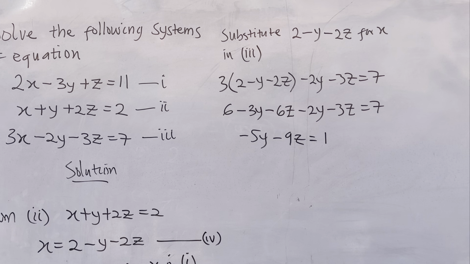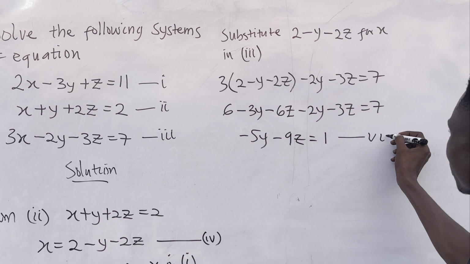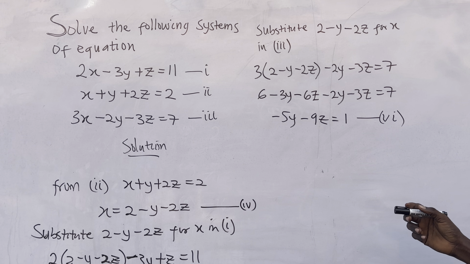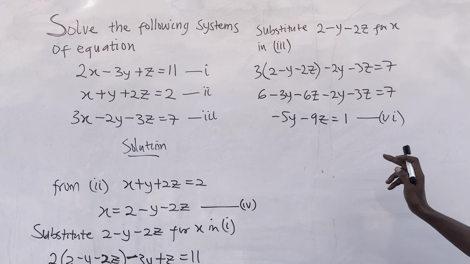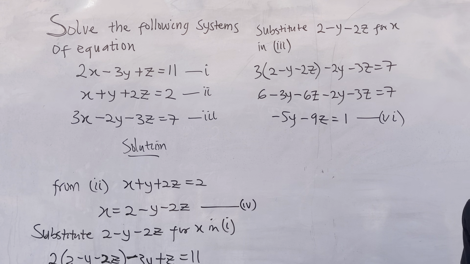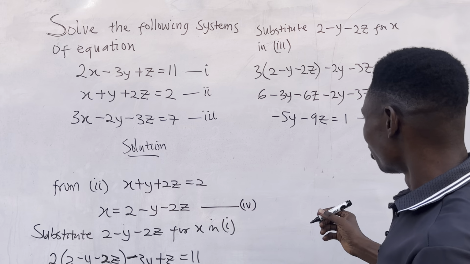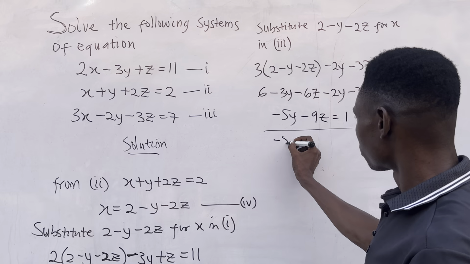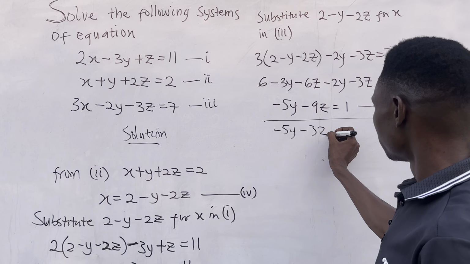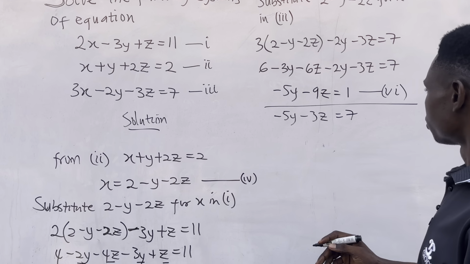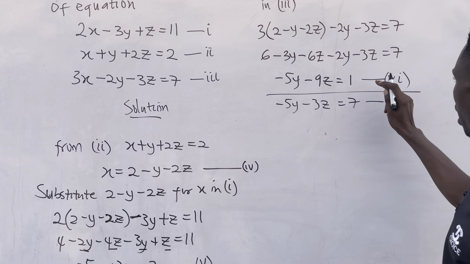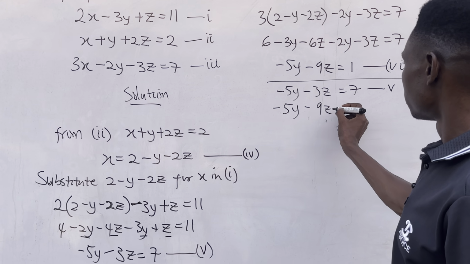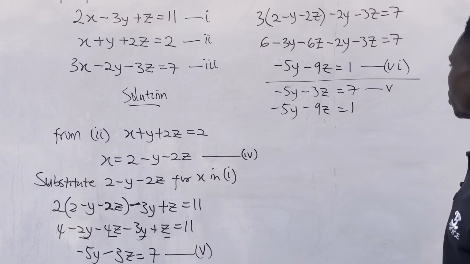Okay, so let's call this one equation 6. Now, if you look at equations 5 and 6, there are a lot of similarities, right? Now, let's bring them together. So for equation 5, we'll have minus 5y minus 3z equal to 7. Remember, this is our equation 5. And then for 6, we'll have what? Minus 5y minus 9z equal to 1.